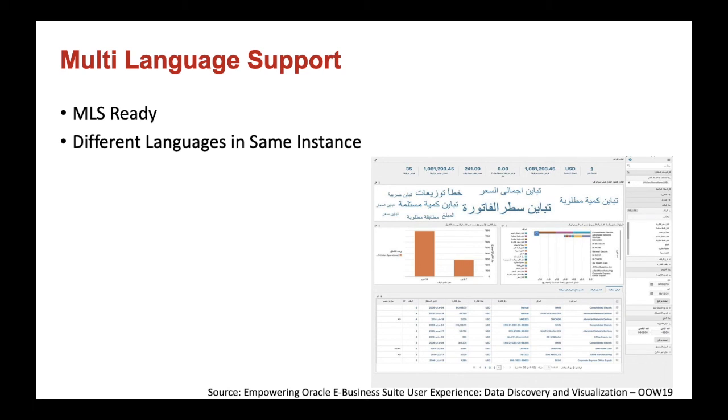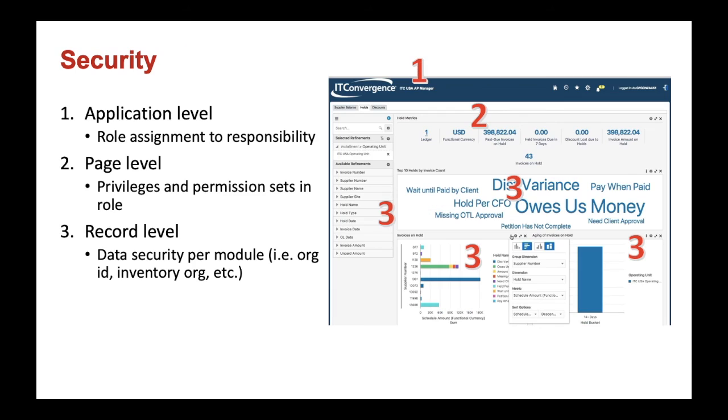Starting on V3, we have multi-language support, which is very important. You can have multiple languages on the same instance. And when talking about security, which is quite important here, all the security is going to be based on the attributes and based on the definitions and the setups that you have in E-Business Suite. Okay, there's going to be an application level, a role assignment to a responsibility, and a page level, which you're going to be assigning, and a record level.